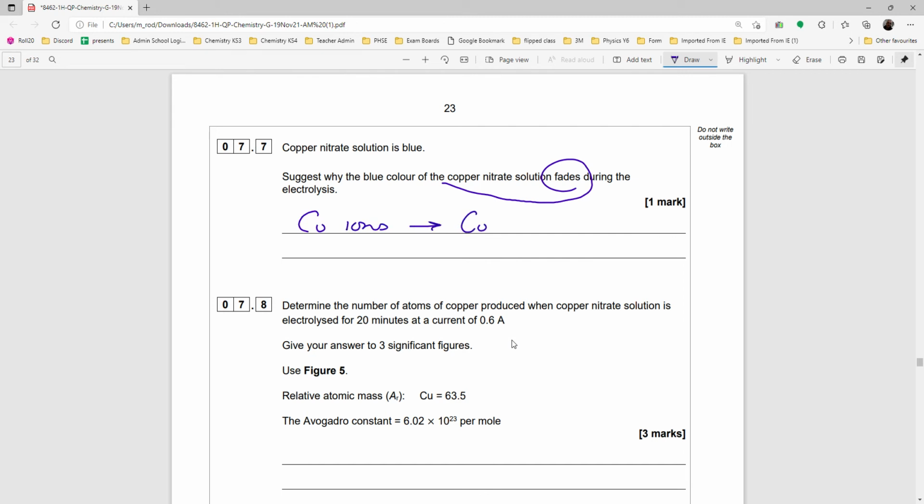become copper metal. You could also say that the copper nitrate solution gets less concentrated. And that makes sense as the ions move away because they are now becoming a solid, and it's copper, because it's a transition metal, that gives the copper nitrate solution its beautiful blue color. And so as you remove the ions, it turns less blue.